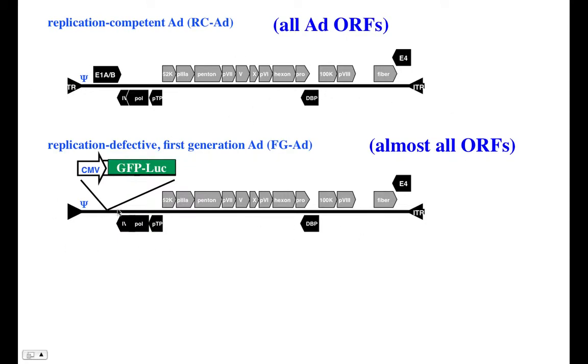This virus, however, you have removed E1A, so you won't be able to get replication of the virus, hence it's replication defective. So only cells that originally get infected by this particular construct will have virus. It won't be able to spread beyond the initial cells. And CMV is a very common strong promoter, and then GFP or luciferase are reporters. GFP is green fluorescent protein from bacteria, and then luciferase is also from bacteria and another way to image.